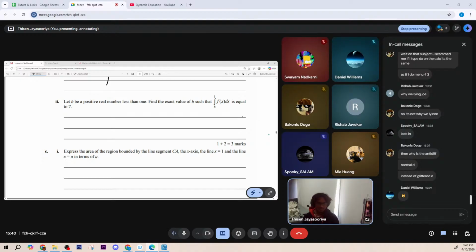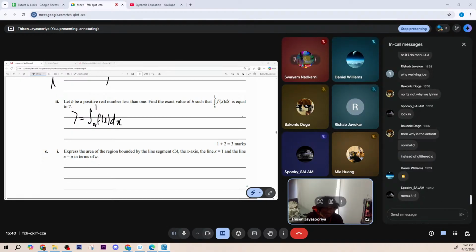So how can I do this one? Mia, how can I do this one? How can I find when the integral is equal to 7? I don't know. That's fine. So we're told that 7 equals the integral from b to 1 of f of x dx.